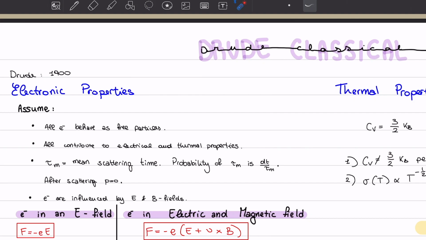Today I'm going to talk to you about the Drude model, also called the classical electron theory. It was first proposed by Drude, and it's one of the first theories we have that describe how free electrons move in metals. We have a few assumptions, and they are recalled from the kinetic theory of a gas.